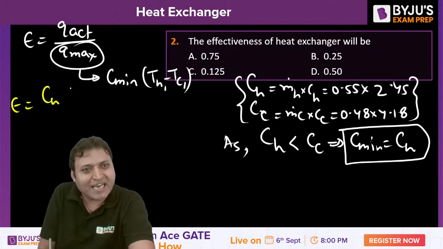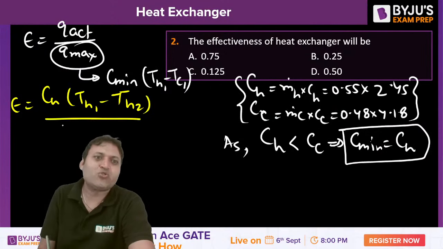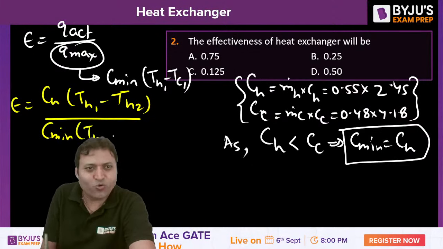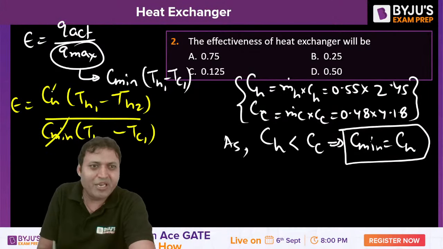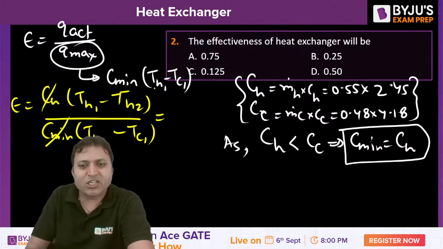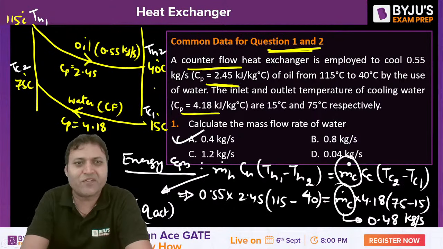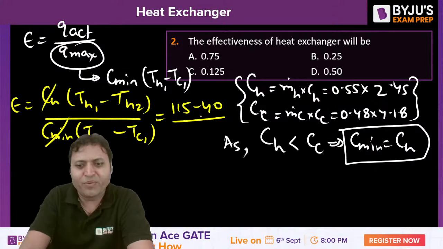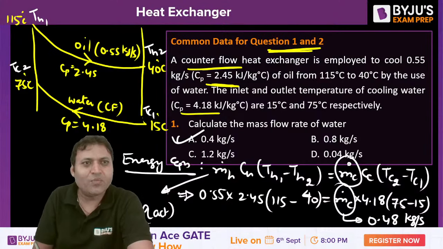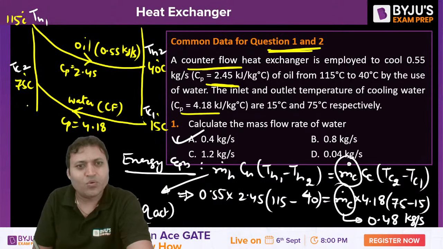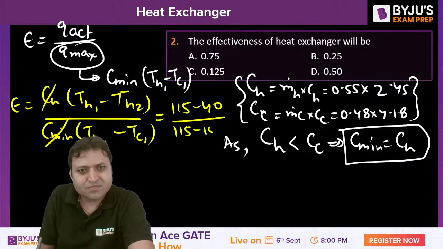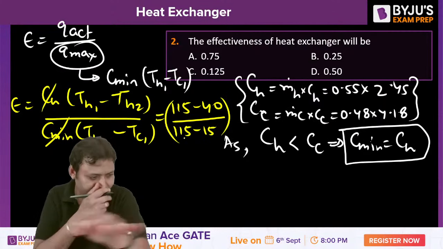Q actual is CH into TH1 minus TH2. That is the actual heat transfer rate. Then Q maximum is C minimum, that is CH, into TH1 minus TC1. C minimum and CH get cancelled out. TH1 minus TH2 is 115 minus 40. The denominator is TH1 minus TC1, 115 minus 50. That will give you the answer.